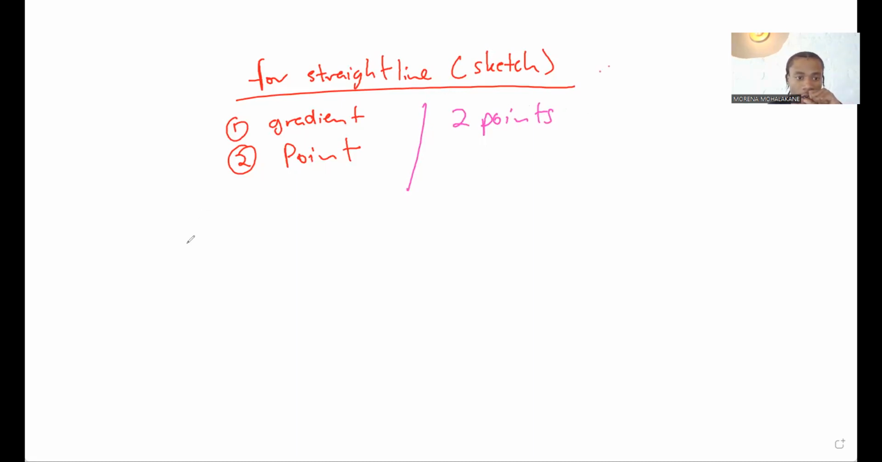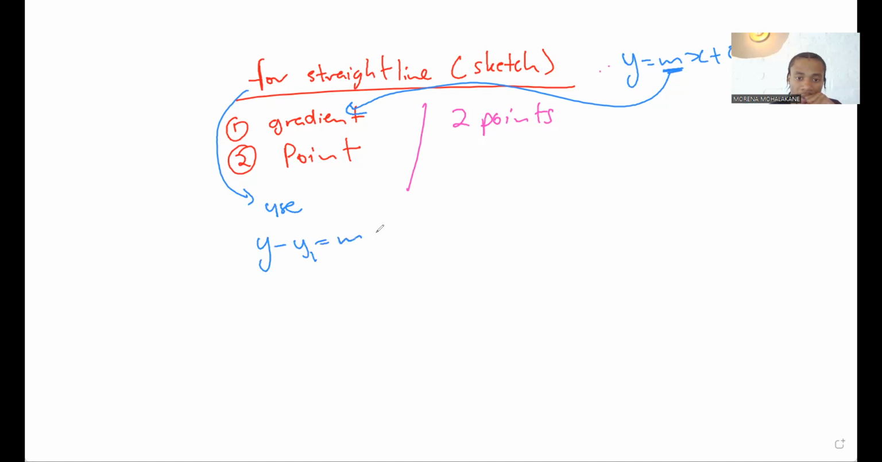With the gradient, your equation is y = mx + c. M is the gradient, and c is the y-intercept. That's what you need also. So with 2 points, I can get the gradient, and then I can use this thing: y minus y1 equal to m(x minus x1). This is what you use to determine the equation.